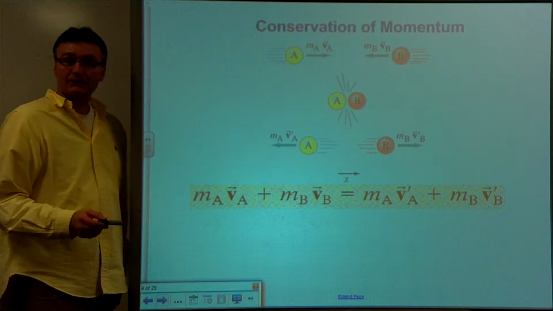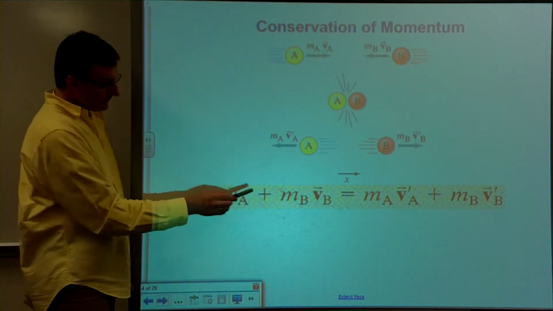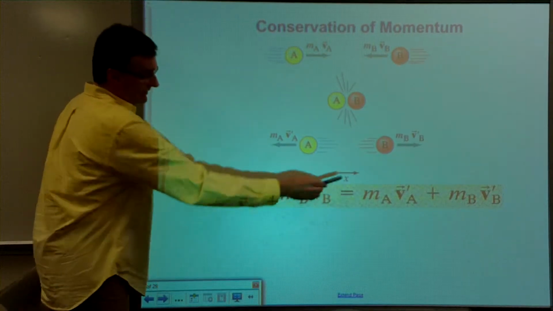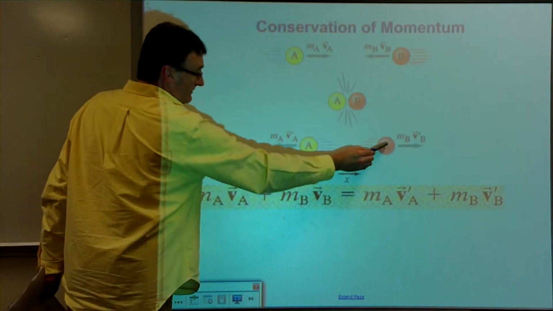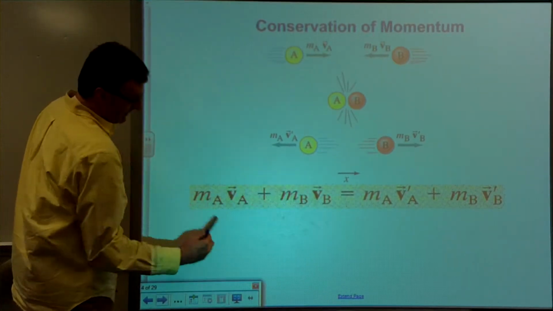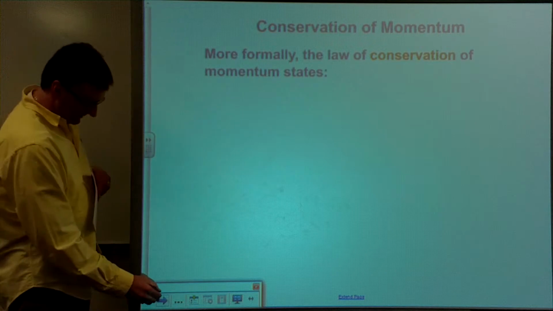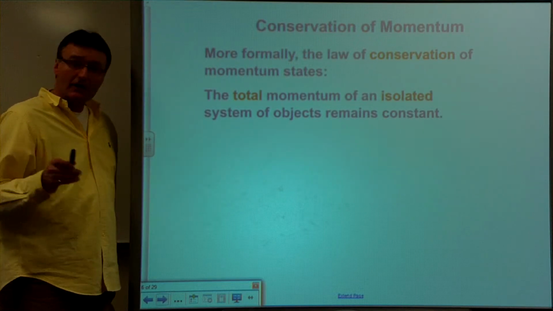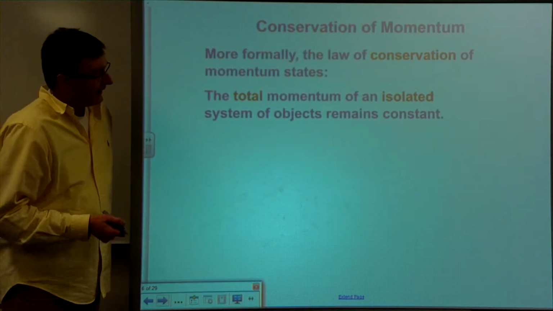So here's one way to express the equation of conservation of momentum. The mass of the first object times its velocity plus the mass of the second object times its velocity, and again this velocity will be negative, will equal the mass of the first object times its velocity, which now is negative, plus the mass of the other object times its velocity. They will equal each other before and after the collision. So this is before the collision, this is after the collision. More formally, the law of conservation of momentum says that the total momentum of an isolated system of objects remains constant. As long as you don't add any energy to the system, then momentum will be conserved for a system.